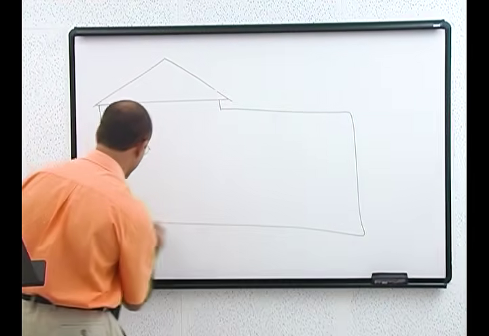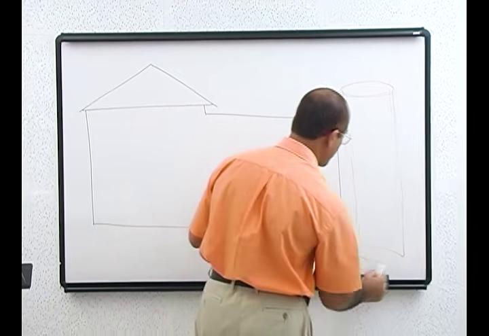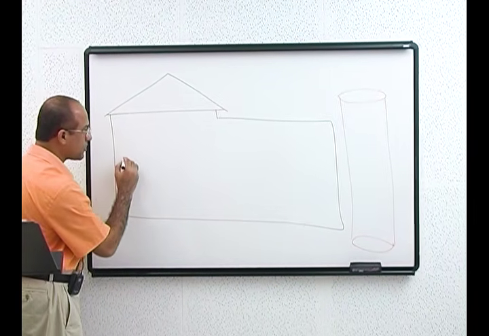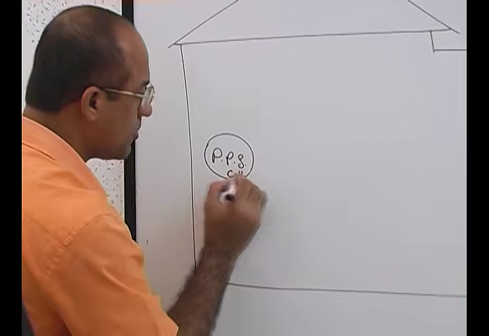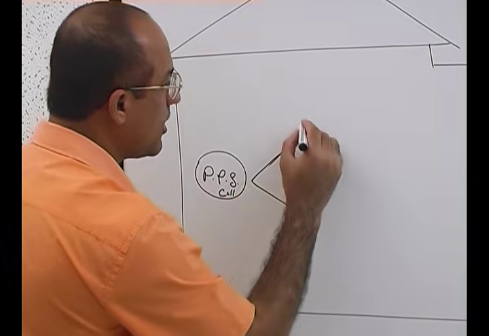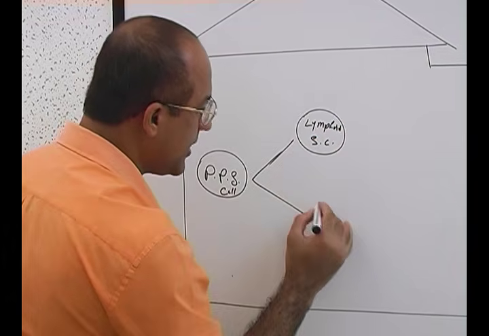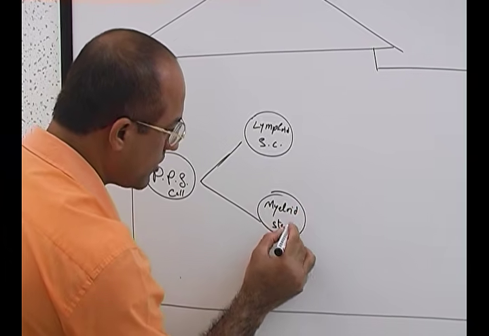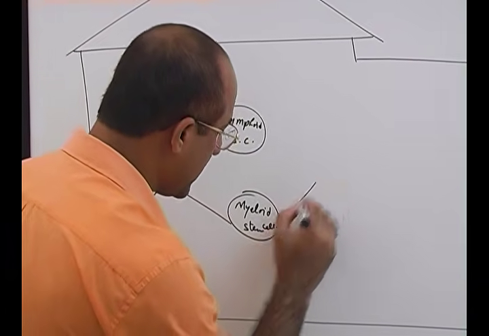Let's suppose here is your bone marrow house and here is your circulation. Now, in the bone marrow, the very first cell responsible for hemopoiesis is the pluripotent stem cell, and this divides into two types of cells: lymphoid stem cell and myeloid stem cell.